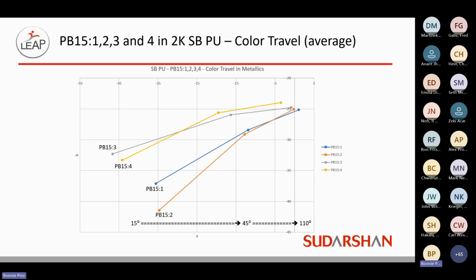In a metallic formulation, I have data for the alphas and the betas in this particular case, so that you can get a feel for how much color travel you'll see overall in terms of these modifications. The alphas, the 15:1 and 15:2, will have more overall color travel, both in the green to red transition as well as the blue to yellow transition, and the betas will provide more green to red transition and less of the blue to yellow transition.